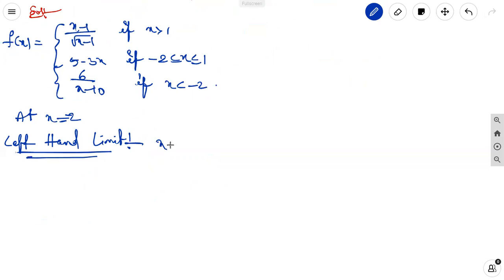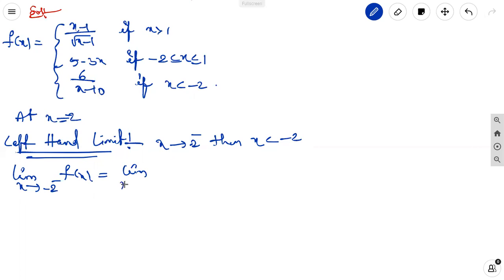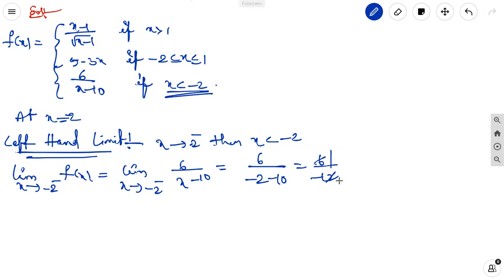Left hand limit means as x tends to -2 minus, then x is less than -2. Okay, that is the function value. So limit x tends to -2 minus f of x is equal to limit x tends to -2 minus f of x, where x is less than -2, that is 6 by (x minus 10). Then we can take in the place of x as -2: 6 by (-2 minus 10) is equal to 6 by -12, which is equal to -1 by 2.